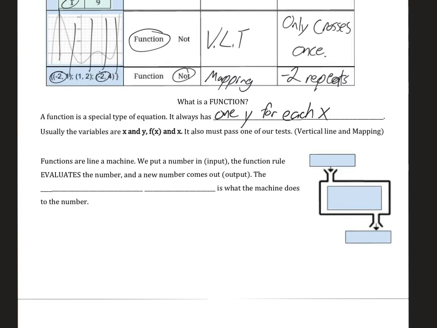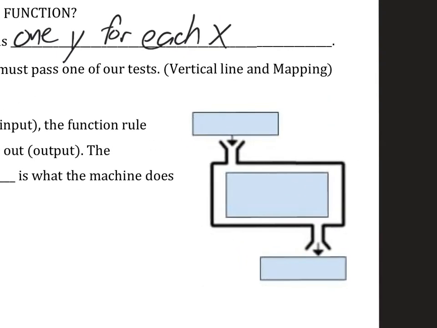Functions are like a machine. We put a number in, or the input, the function rule evaluates it, and a new number comes out, or the output. The function rule is what the machine does. So if I was looking over here, it is a function, or it is a machine to put it in, your input is going into the top. The function rule is what's inside, and then whatever comes out is your output.